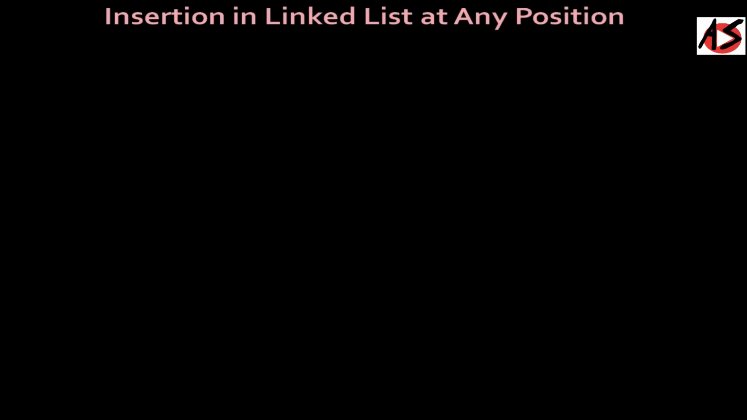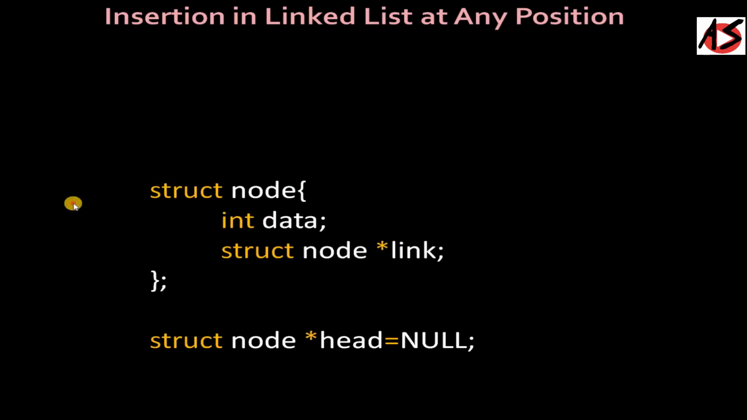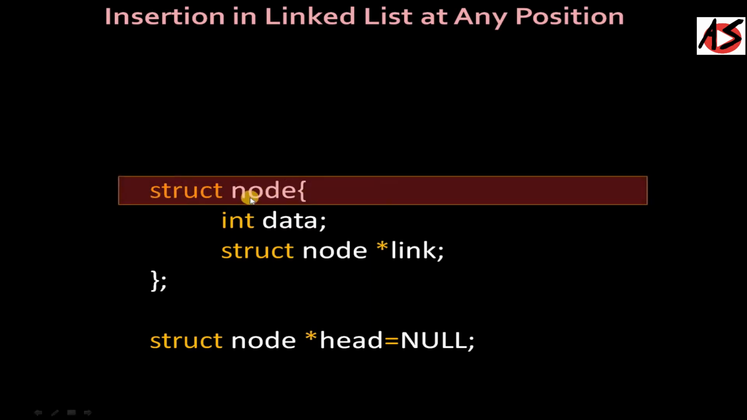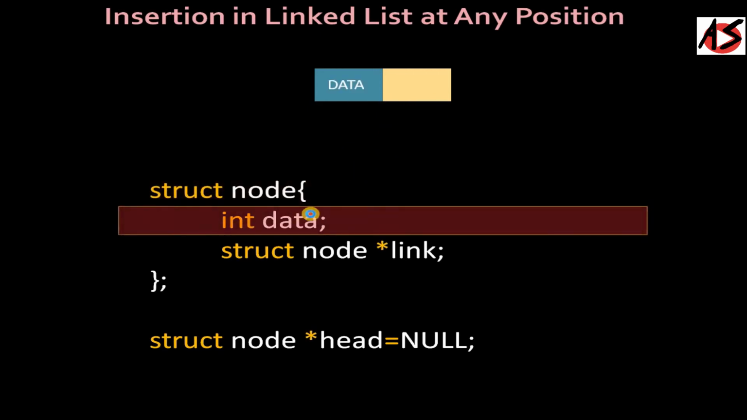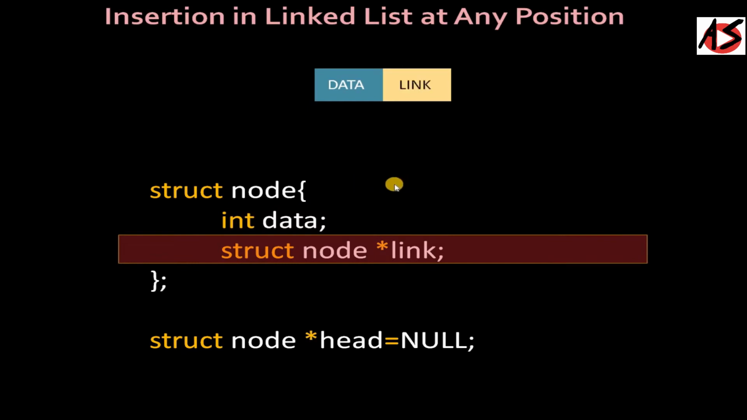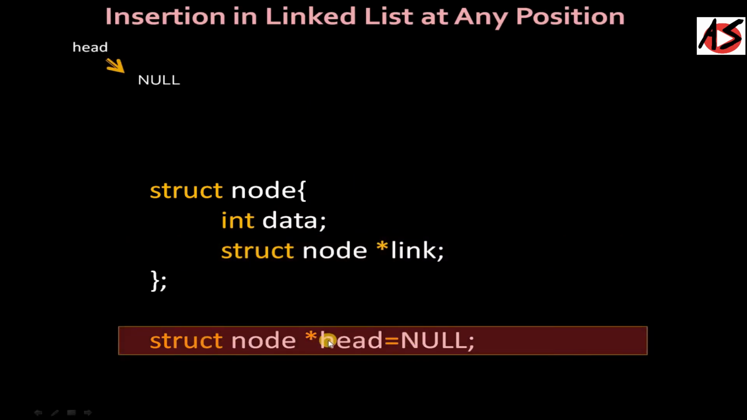In our earlier video, we inserted the node at the end side. Now we are inserting the node at any position, that is at the nth position. This is the structure node, and in the node structure we are allocating the memory. In this memory, the first is the data part and the second is the link part. Initially we are defining the variable head, a global variable, and it's indicating null.